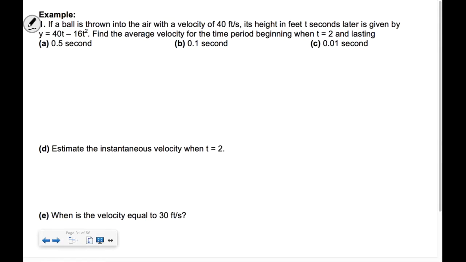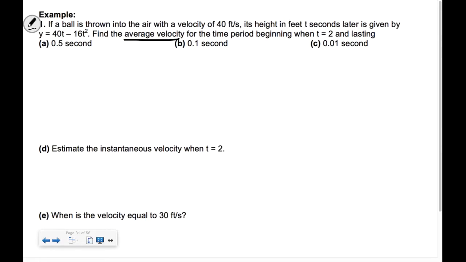So number 1, it says if a ball is thrown into the air with a velocity of 40 feet per second, its height t seconds later is given by y equals 40t minus 16t squared. So you guys have seen these in every single math book, right? You've seen these types of equations. It comes from calculus. It has to do with gravity and so on. So find the average velocity for the time period beginning when t equals 2 and lasting for 0.5 seconds, 0.1 seconds, 0.01 seconds. Okay, so we're finding the average velocity, average rate of change of the position function, right?